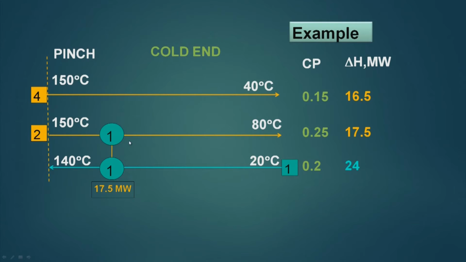Now, if I place a match 1 1, that is heat exchanger number 1, and I make its duty 17.5 megawatt, the heat which is available with this stream, which is 17.5 megawatt, can be directly given to this stream, and doing so this stream is ticked off. That means the stream does not have any residual heat available to give to the cold stream. However, the cold stream has a capability to take more heat, because it can take heat up to 24 megawatt.